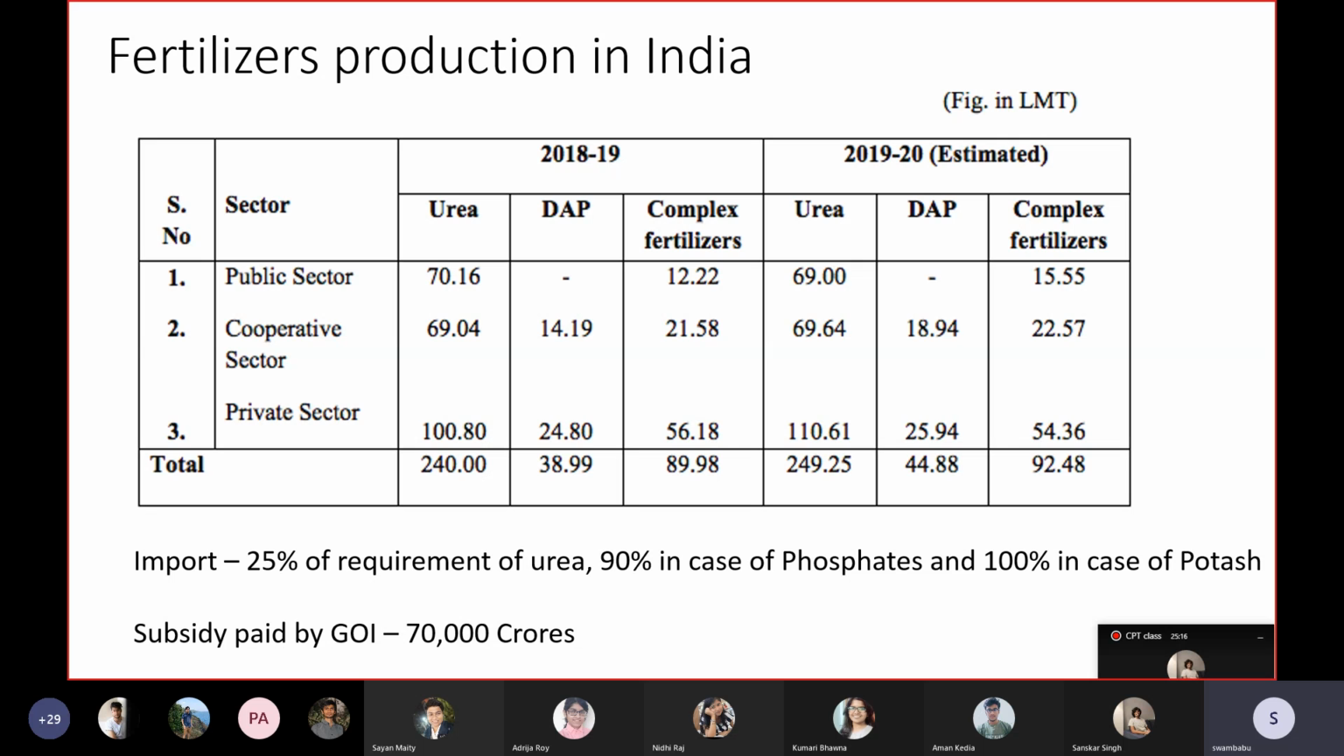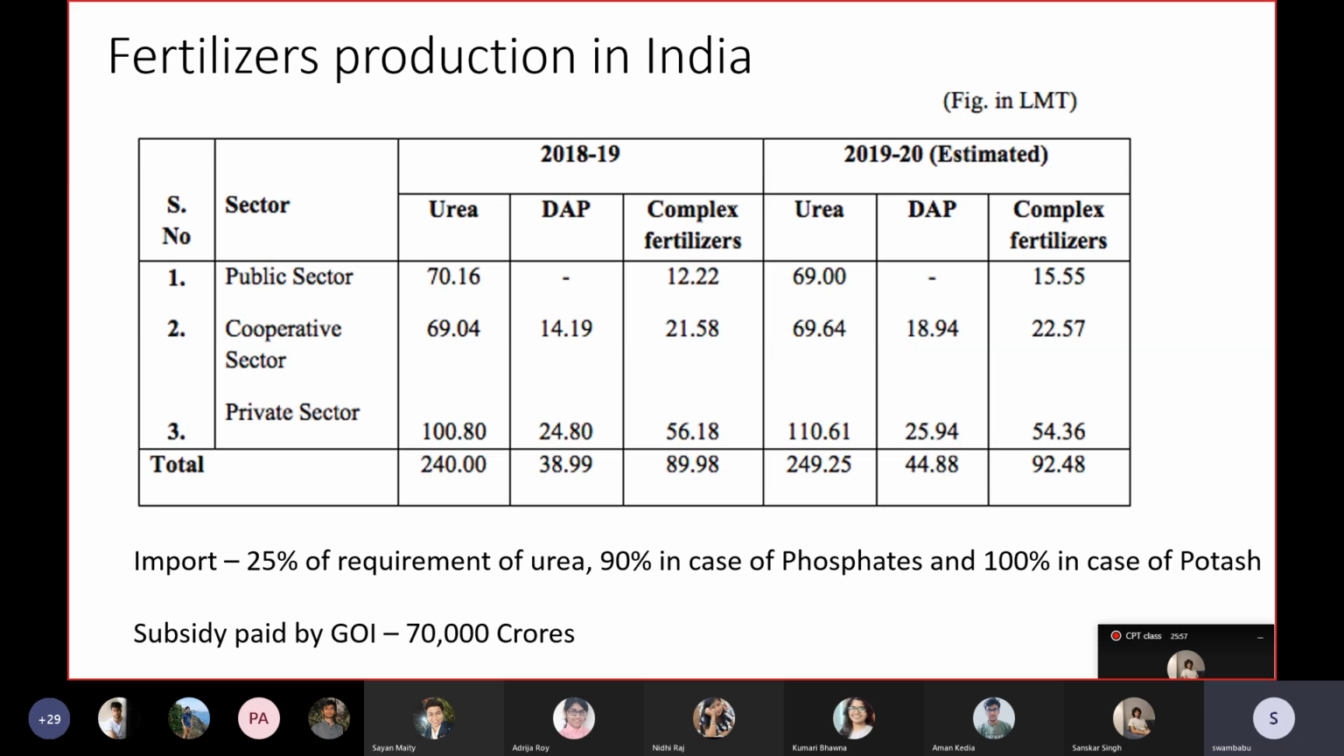Now, what are we importing? 25% of the requirement of urea raw materials are imported, and 90% of the phosphates and 100% of the potassium are being imported. Phosphates and potassium reserves are very low. We had reserves, but they were completely used during the Second World War. Whatever potassium and phosphates we had were completely used by the so-called rulers at that time during the World War. So all our reserves are gone, and now we are importing.